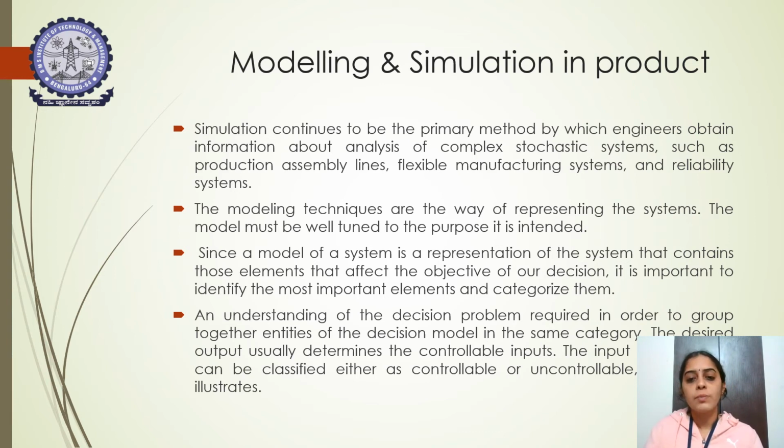Since a model of a system is a representation of the system that contains those elements that affect the objective of our decision, it is important to identify the most important elements and categorize them. So what do you understand from this? The modeling technique is always associated with the elements. In order to get the required system in a model, you should be able to identify which are the required elements and how you will categorize those elements. For this, you should have a strong understanding of the decision problem in order to group together the entities of a decision model.